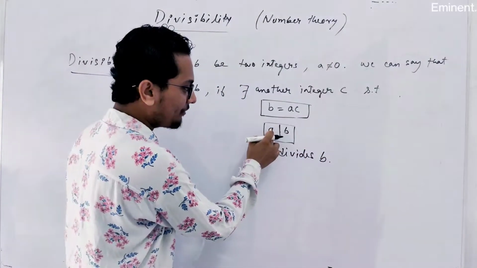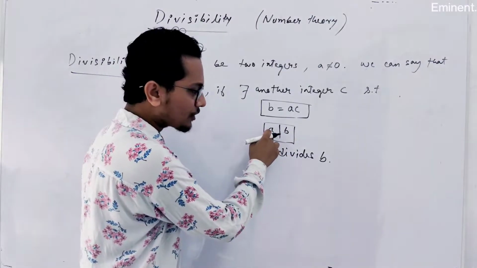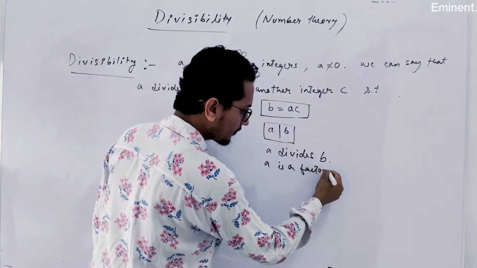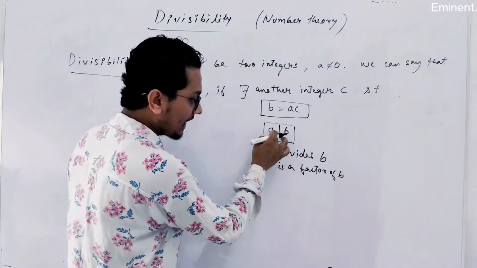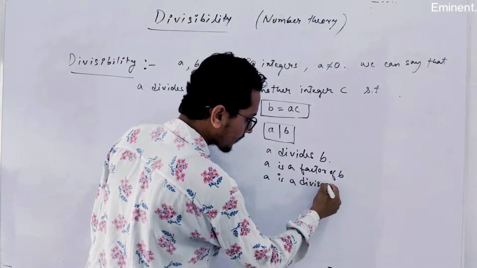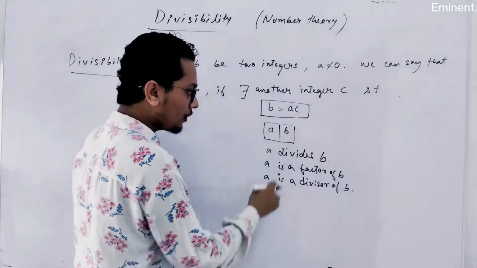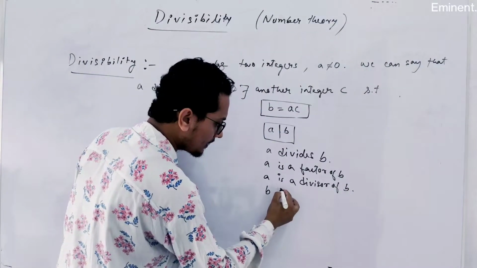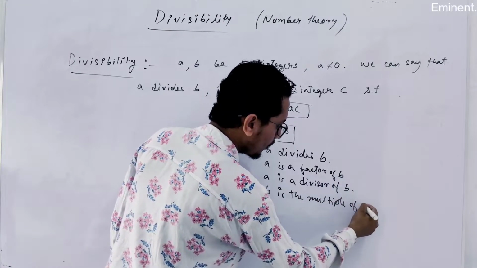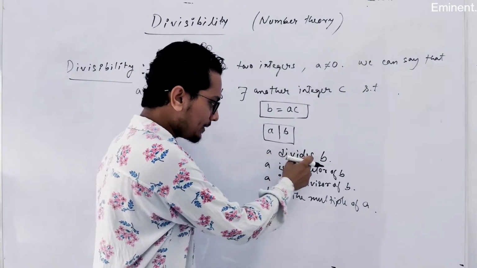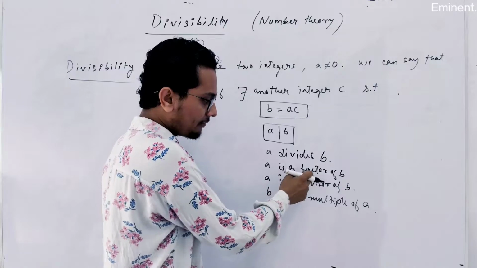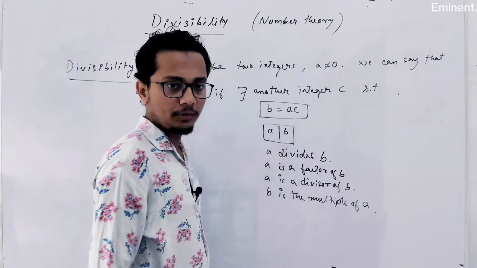Also here if a divides b, then a is what? A factor of b. Also you can say that a is a divisor of b. Also here b is what? B is the multiple of a. You can say that a divides b, or a is a divisor of b, a is a factor of b, or b is the multiple of a.